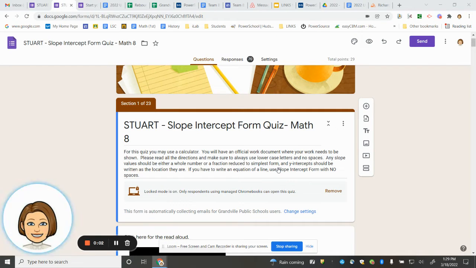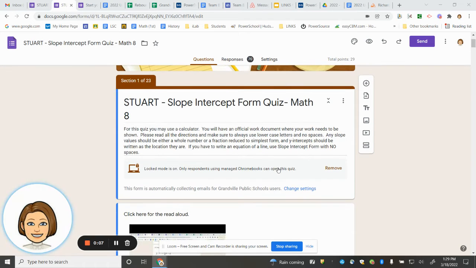This is the slope-intercept form quiz. For this quiz, you may use a calculator. You will have an official work document where your work needs to be shown. Please read all the directions and make sure to always use lowercase letters and no spaces. Any slope values should be either a whole number or a fraction reduced to simplest form, and y-intercepts should be written as the location they are. If you have to write an equation of a line, use slope-intercept form with no spaces.